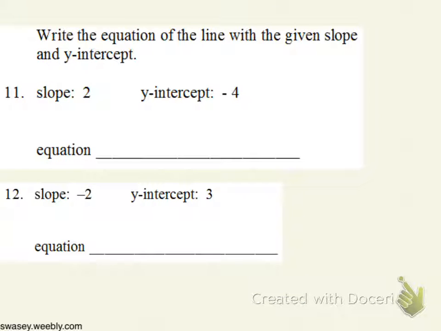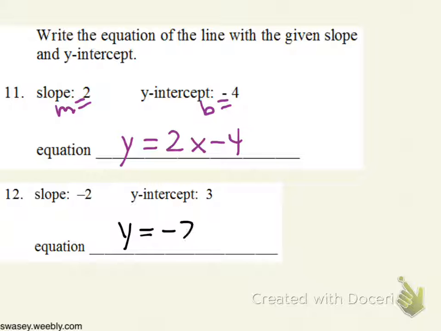Here you're just putting it together as an equation, so remember slope is the m, b is the y-intercept, so y equals 2x minus 4. For the second one here, y equals m, which is the slope, -2x plus 3.